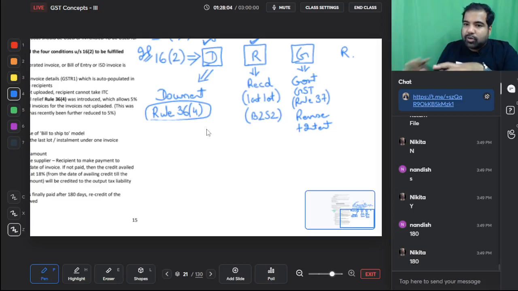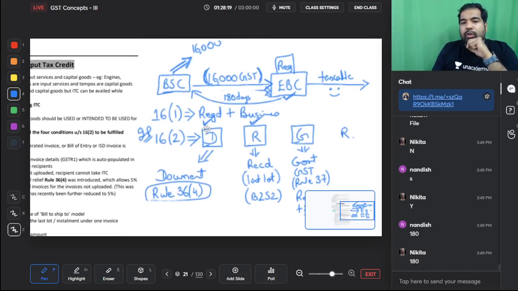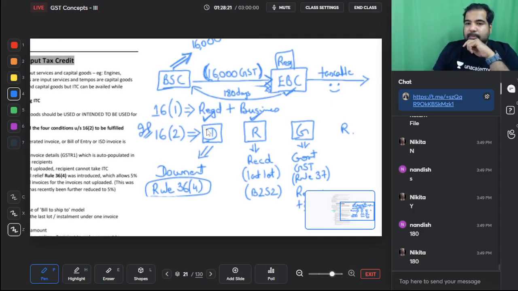So guys, credit is yours only. If you don't pay within 180, you'll reverse it and then you can again take it back. It's like passing the parcel. First, this pen is with me, then I can give it to you, you can give it back to me. But the interest is gone, and hence please make sure you pay people within 180 days.